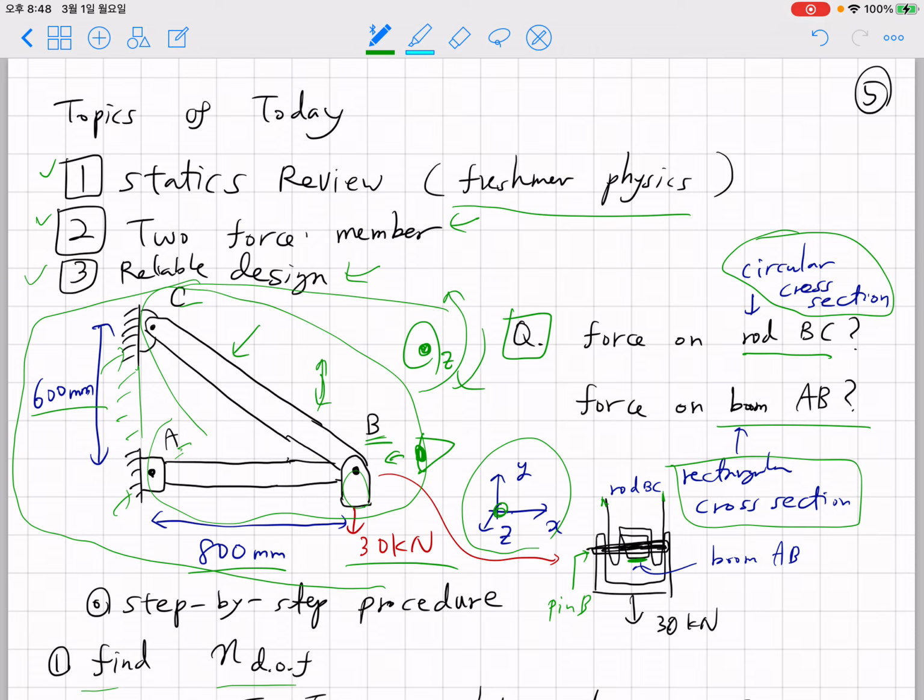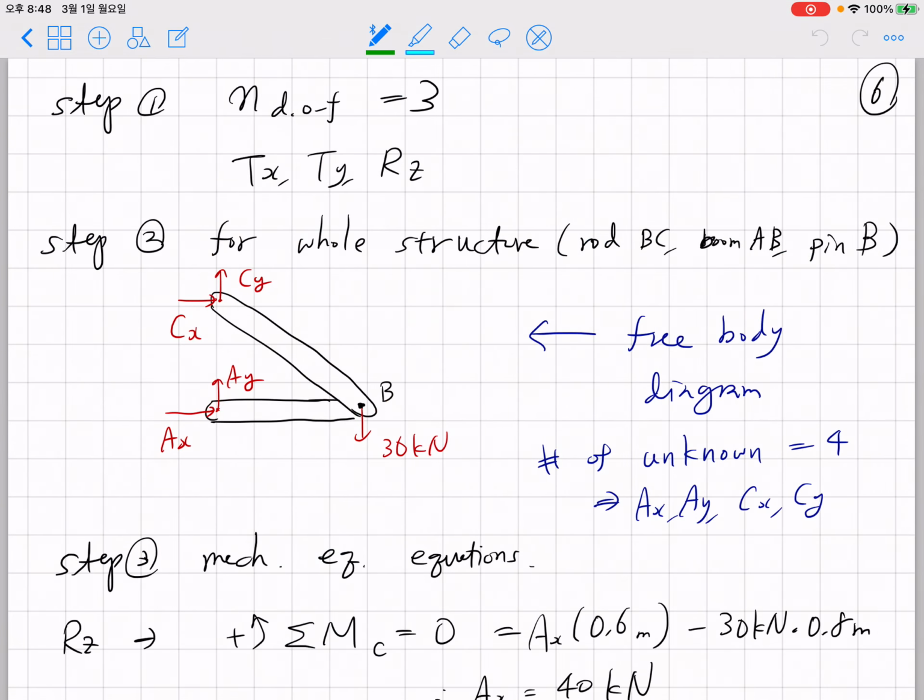Okay, so this is the degree of freedom we're going to allow about the ABC structure. The total number of degrees of freedom is 3: translation along x, translation along y, and rotation about the z-axis. So, 3 degrees of freedom.